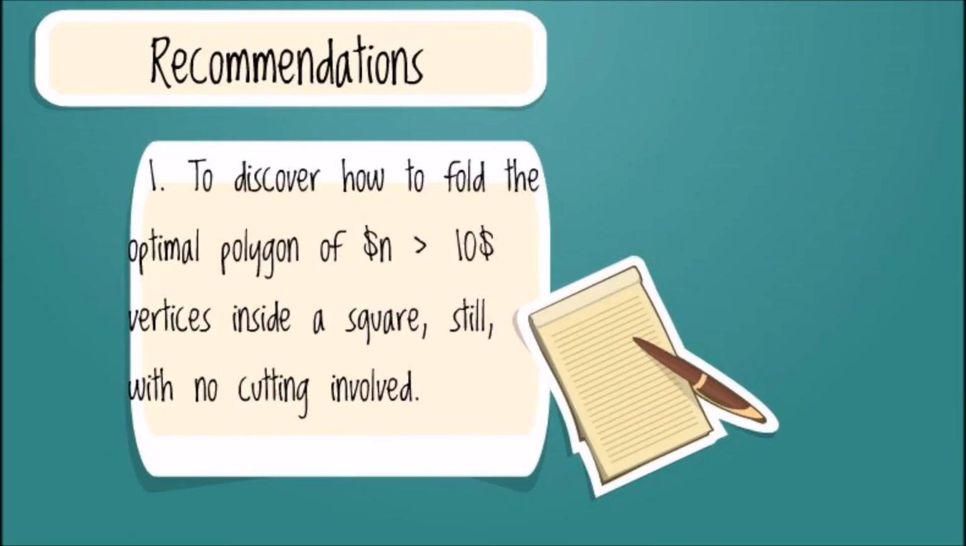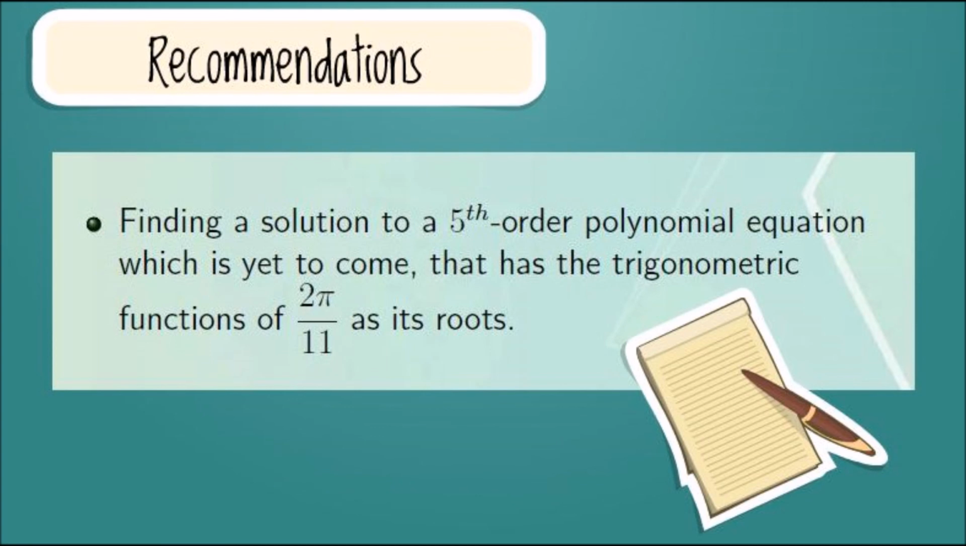In view of the conclusions presented, it is therefore recommended that future researchers try to discover how to fold the optimal polygon of n greater than 10 vertices inside a square, still with no cutting involved. Another recommendation will be finding the solution to a fifth-order polynomial equation, which is yet to come, that is, the trigonometric functions of 2 pi over 11 are roots to the said polynomial.